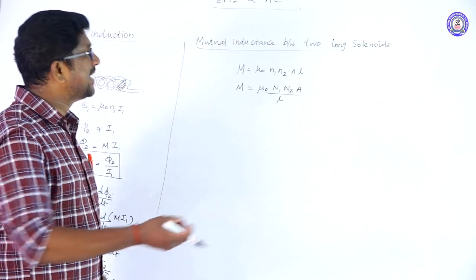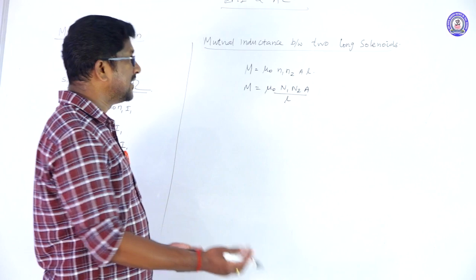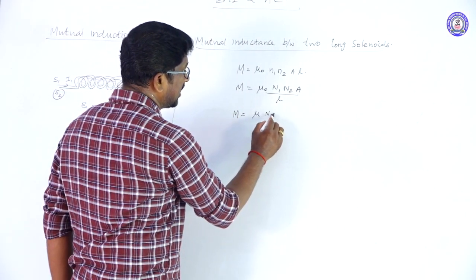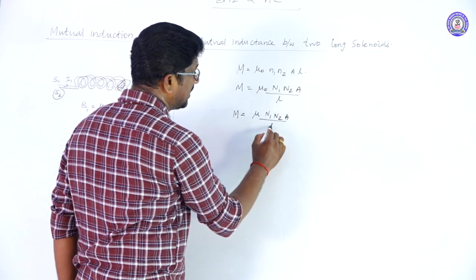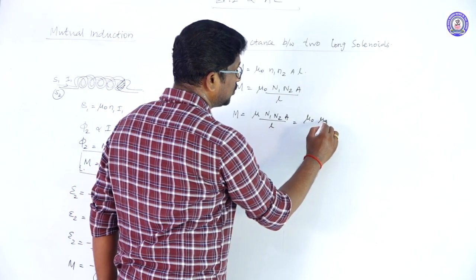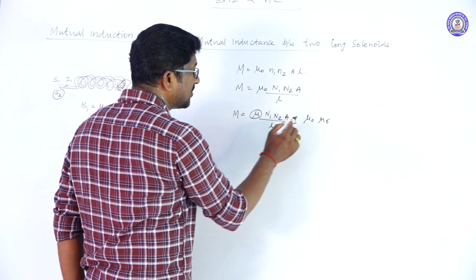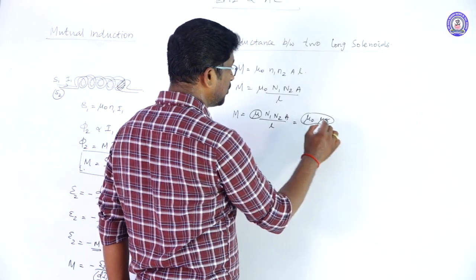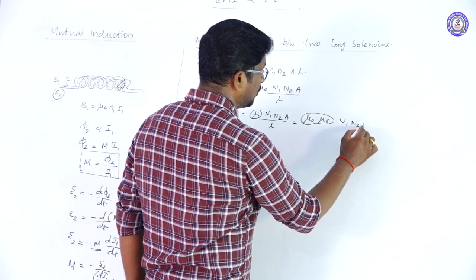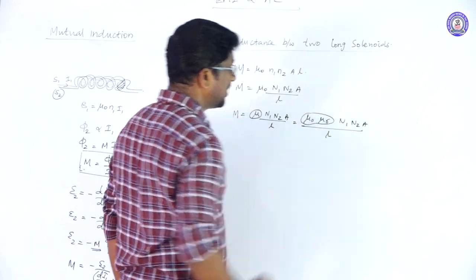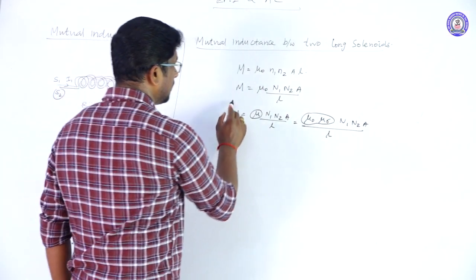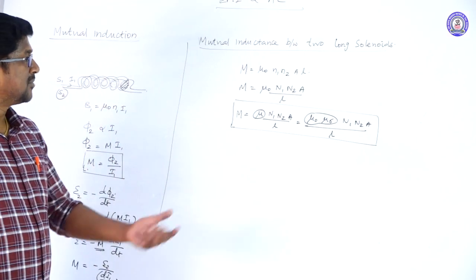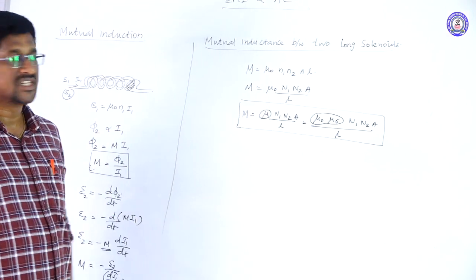If a magnetic material is introduced inside the solenoids, then the mutual inductance is given by M is equal to mu N1 N2 A divided by l, or mu naught mu r N1 N2 A divided by l. The permeability of the medium is equal to the product of permeability of free space and relative permeability. So this is the expression for the mutual inductance between two long solenoids if a magnetic material of permeability mu is introduced inside it.